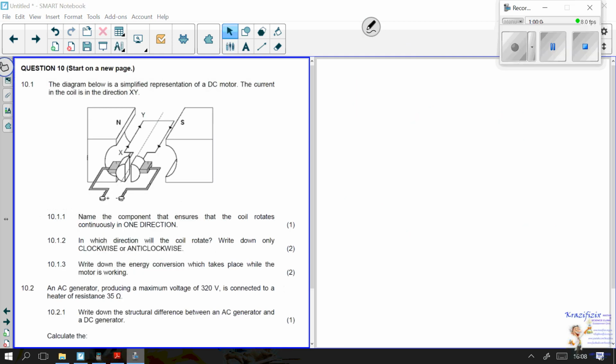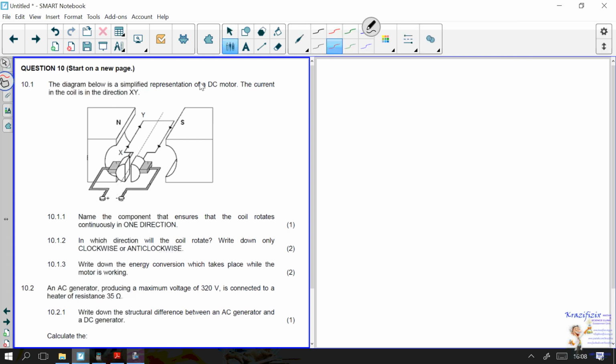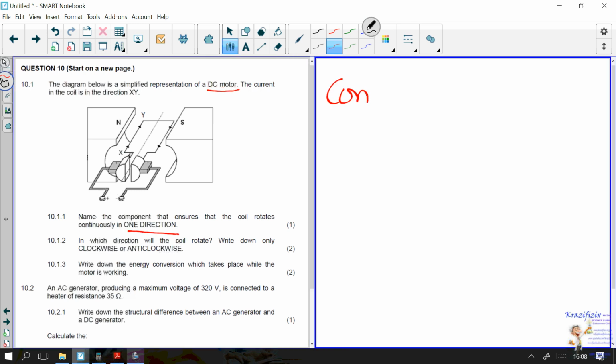Alright, 1 hour mark. Question number 10. The diagram below is a simplified representation of a DC motor. Immediately you see that, know your components. The current in the coil is in the direction X to Y. Name the component that ensures the coil rotates continuously in one direction. Alright? Now what is really responsible for the one direction is our commutator. And we're done. The commutator.